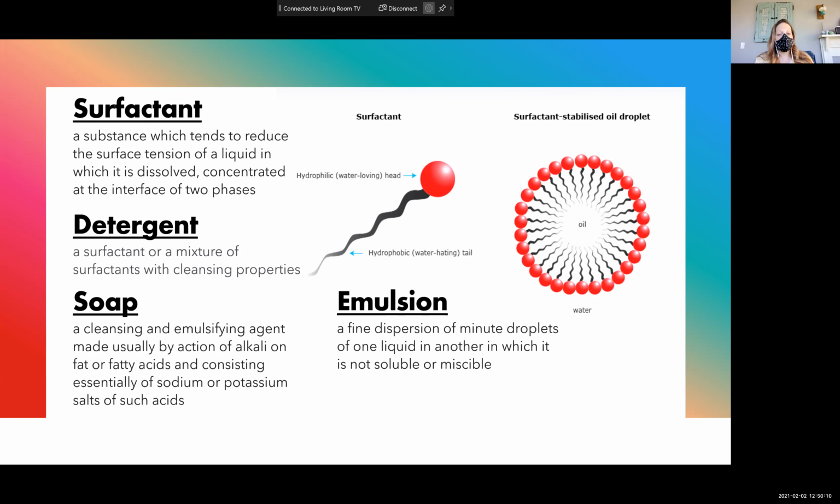And then you also have an emulsion. An emulsion is a fine dispersion of minute droplets of one liquid in another, which is not soluble or miscible. So probably the most familiar emulsion for you guys might be mayonnaise. Anybody ever made mayonnaise? How do you make it?